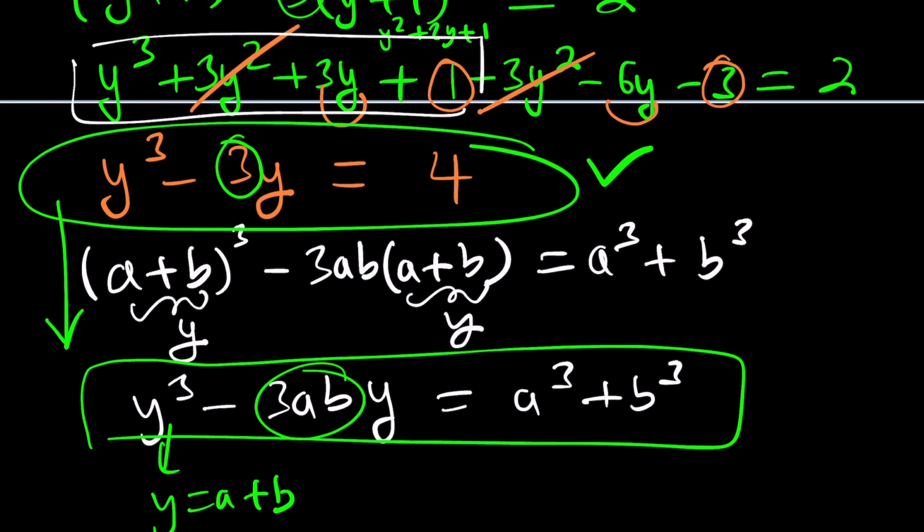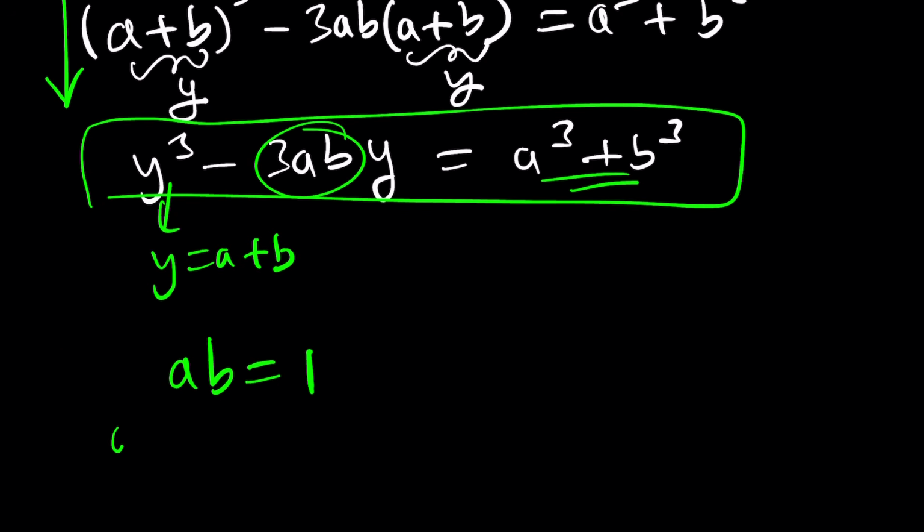And the constant term on the right-hand side is 4, which means this is equal to 4. So a cubed plus b cubed is equal to 4. Awesome, right? So we're going to go ahead and solve this system. And there are so many ways you can solve it.